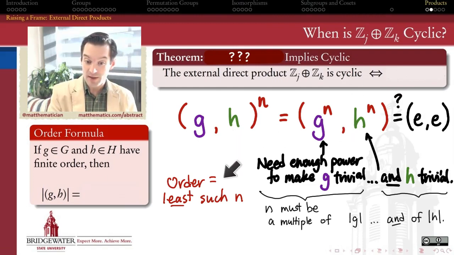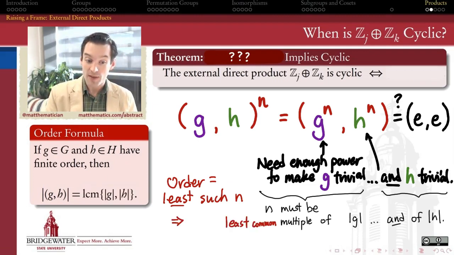And so at the end of the day, if I need a multiple of the order of g powers to make the first component trivial, and a multiple of the order of h powers to make the second component trivial, and the order is the least such integer that accomplishes both, then that proves for us that the order of this element is going to be the least common multiple of the order of g and the order of h.